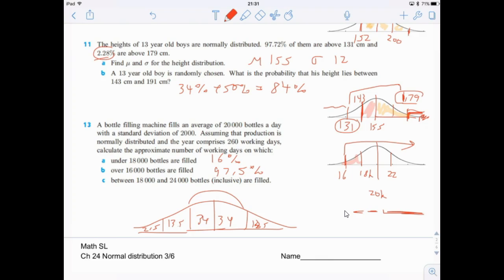Finally, between 18,000 and 24,000 bottles are filled inclusive. So that would be this section here is 34, this section here is 34, and this section here is 13.5. So let's do that. We're going to do 34 plus 34, which is 68, plus 13.5, and that gives us 81.5. Okay, so that's it.